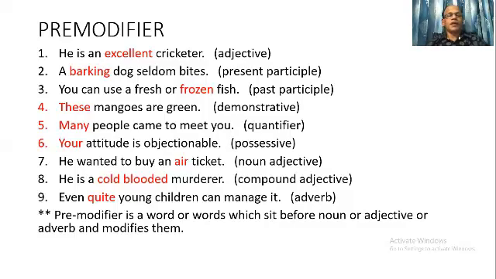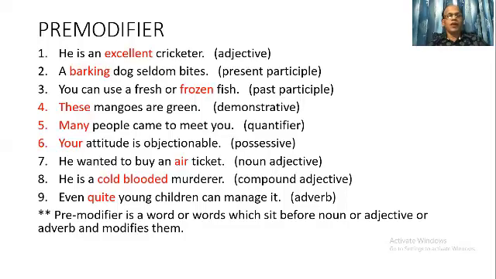Number two, a barking dog seldom bites. Look at the use of the word barking. It qualifies the noun dog. It's a present participle. It is used as an adjective to qualify a noun in the sentence. Number three, you can use fresh or frozen fish. Look at the word frozen in red ink. What kind of fish is it? A frozen fish. It's a past participle adjective.